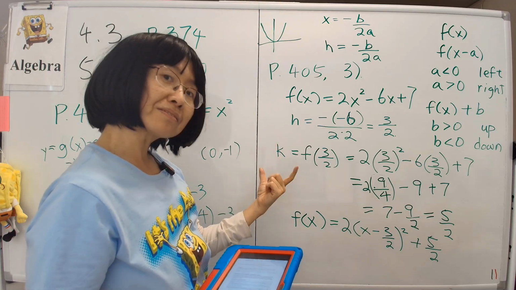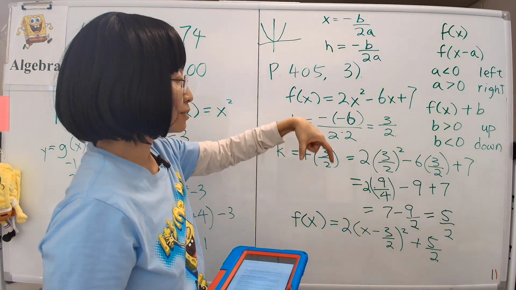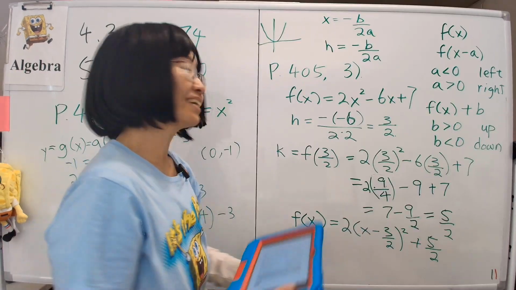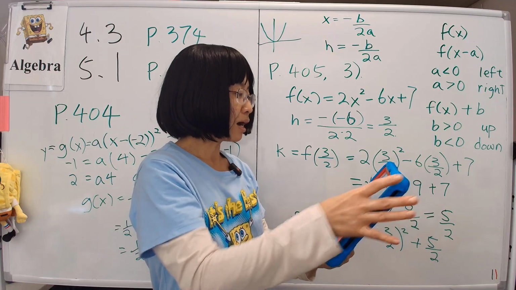So the range goes from whatever the vertex is on up. If the parabola is pointing up, and of course if the parabola is upside down, then the range is from the vertex going all the way down to infinity. So that would be the range and domain of a quadratic function.